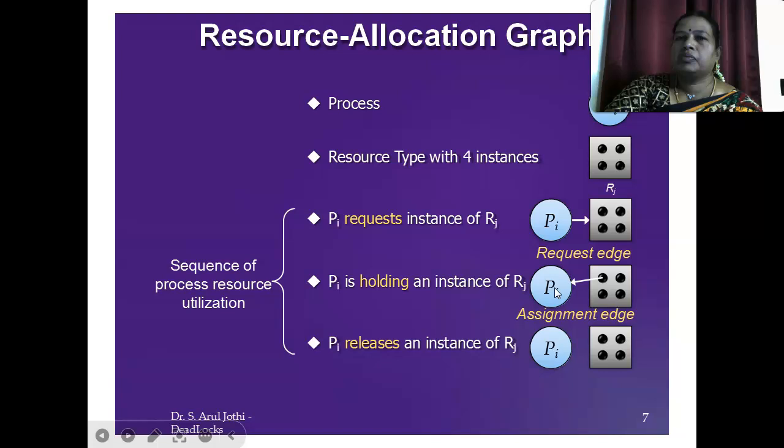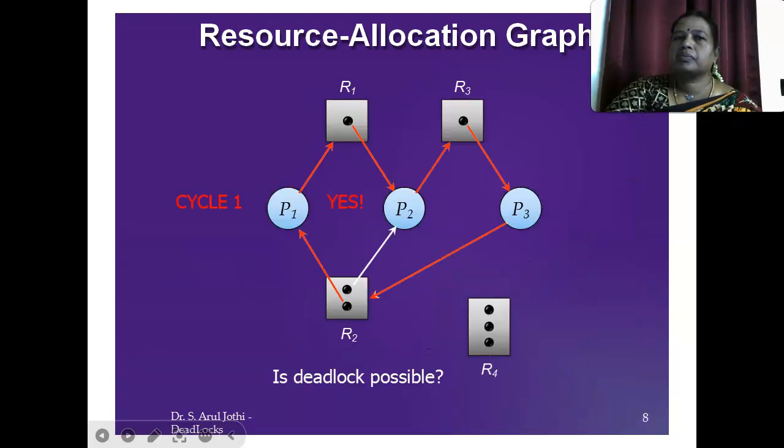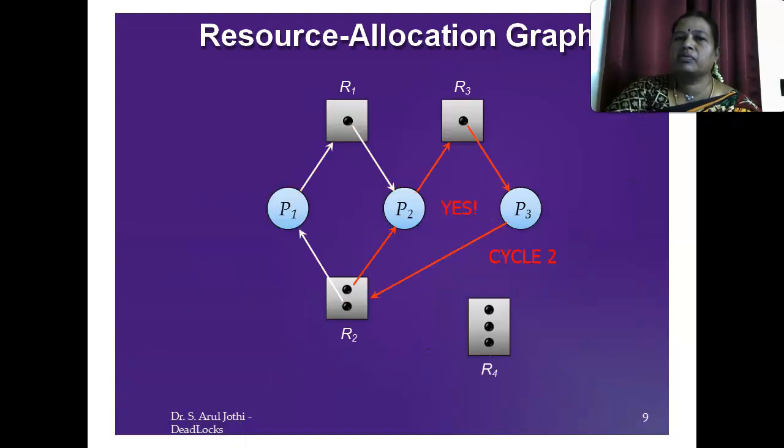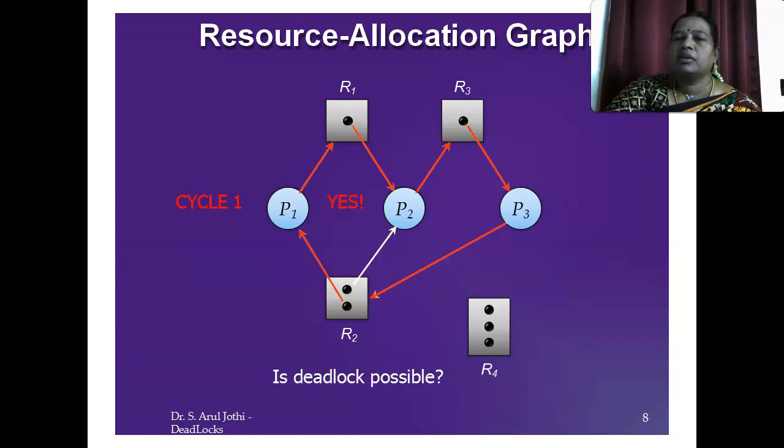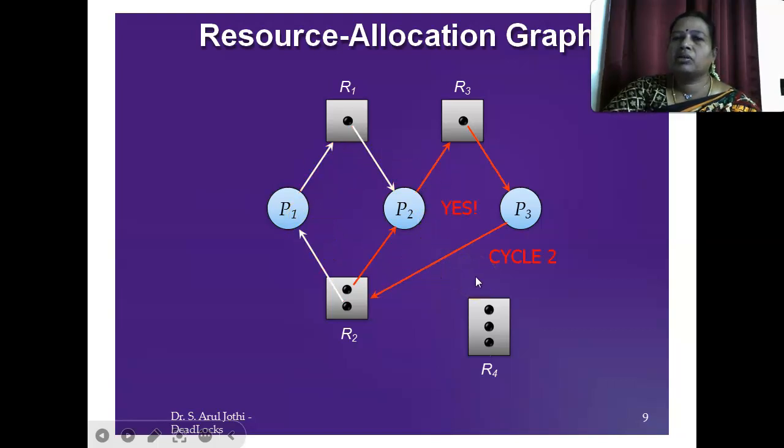So this is the resource allocation graph, and here is one example where we predict a cycle. Here a cycle is formed: P1 requests R1, and R1 is assigned to P2, and P2 again requests R3, which is assigned to P3, and P3 requests R2, and R2 is assigned to P1. So this forms a cycle, and deadlock is possible here.